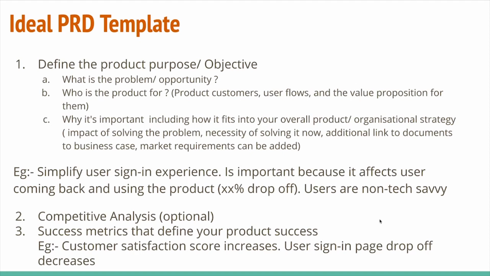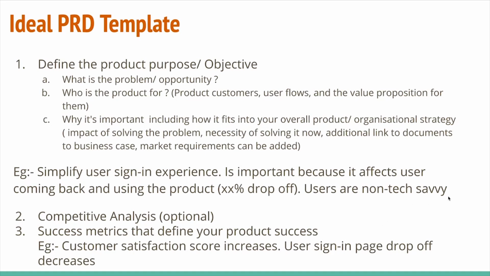So what I will do is I will take a very simple product, so that it's easy to understand what each of these sections is for. Assume that I am an e-commerce site and I want to simplify my user sign-in experience. There's a current user sign-in experience. Before they purchase, let us say they have to sign in and I want to simplify it. So first, define the product purpose. I say that it's simplifying the user sign-in experience.